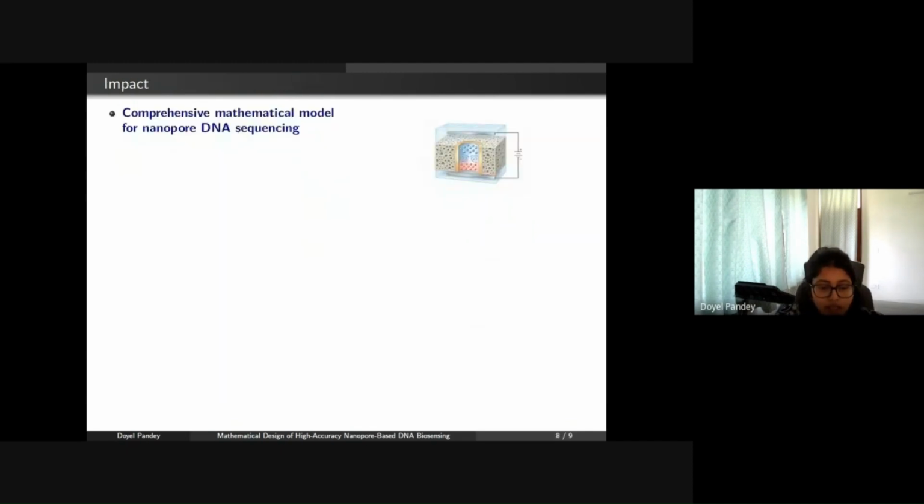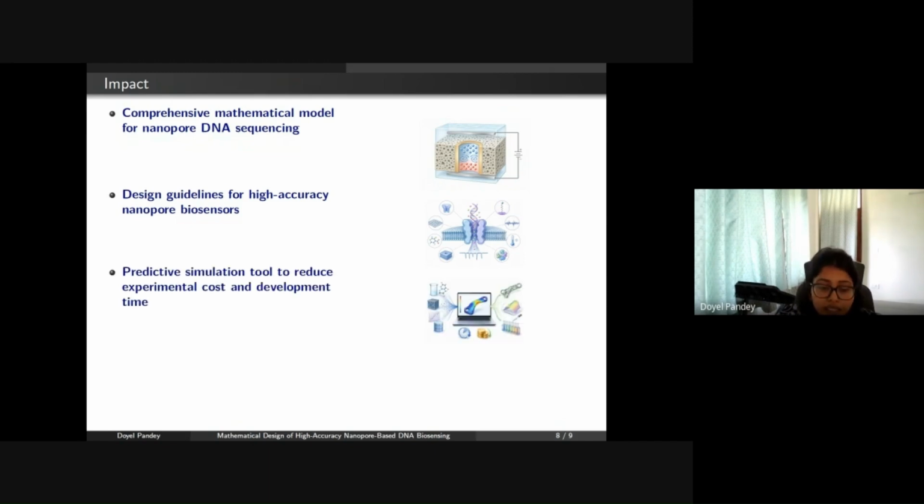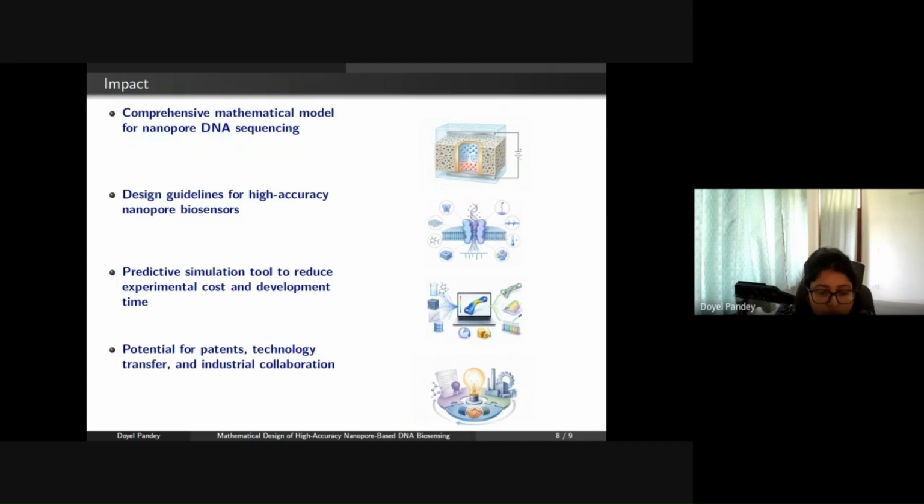Now, this project is expected to generate several important scientific and technological outcomes. First of all, it will establish a comprehensive mathematical framework for nanopore sequencing that can serve as a predictive tool for future research. Secondly, it will provide quantitative design guidelines for developing high accuracy nanopore biosensors by optimizing the nanopore geometry, electrolyte composition, and material properties. Third, the predictive simulation will significantly reduce the need for repeated experimental trial and error, thereby reducing both development time and cost. Finally, the project has strong potential to generate high-impact scientific publications as well as interdisciplinary collaboration and future technology transfer towards next generation sequencing platforms.